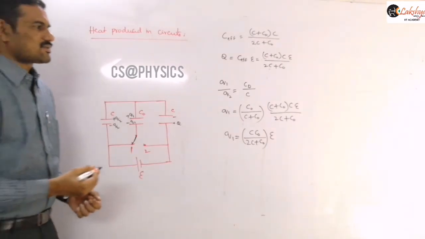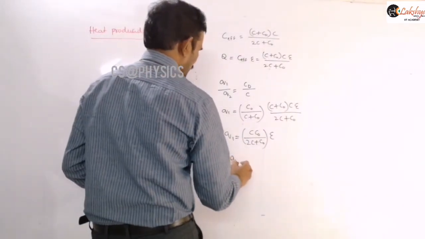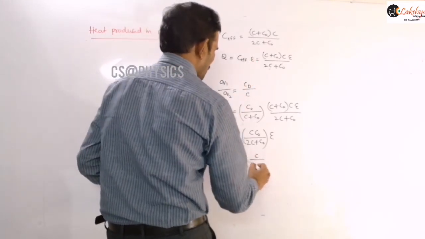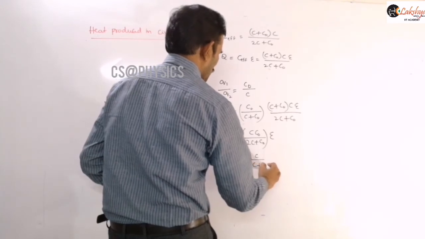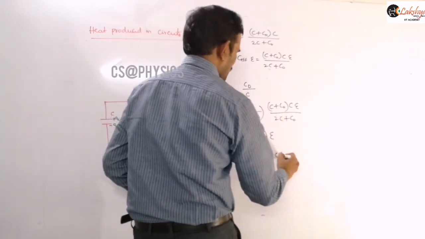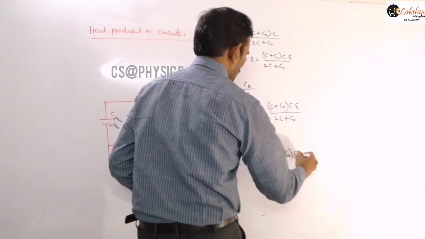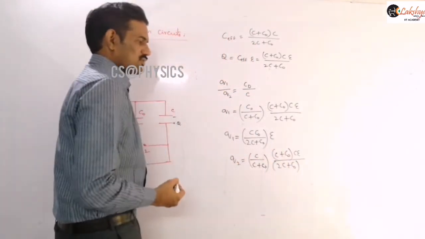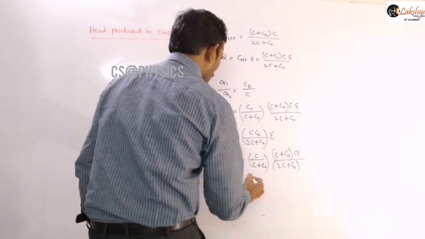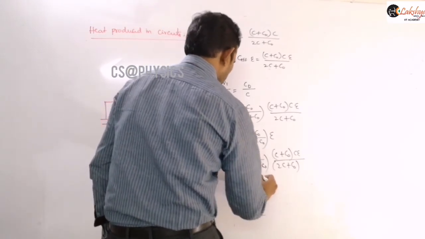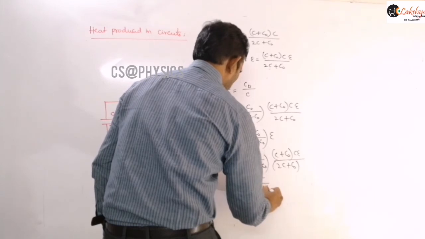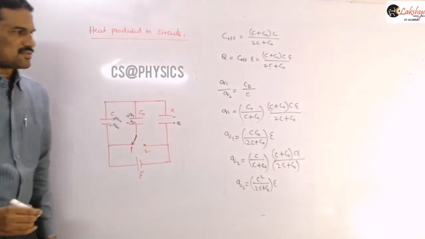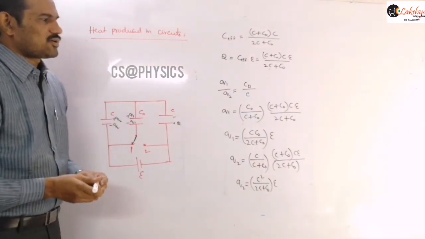Similarly let us write this Q2 value. We divide the total charge in this ratio, so C by C plus C0 into the total charge. The total charge is again C plus C0 into C into E by 2C plus C0, and again this C plus C0 term cancels. Therefore Q2 is C square by 2C plus C0 into E. So this is the final charge on these capacitors, that means the charge on the third capacitor there.